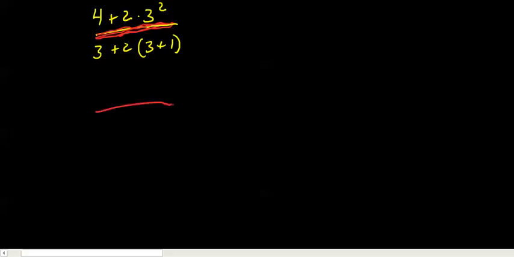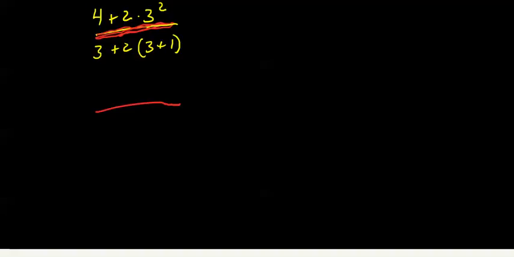All right, last example, and we will be done. 4 plus 2 times 3 to the second power, all over 3 plus 2 times 3 plus 1. Treat this fraction bar as a grouping symbol. Do everything on top, do everything on the bottom. We can do it simultaneously.